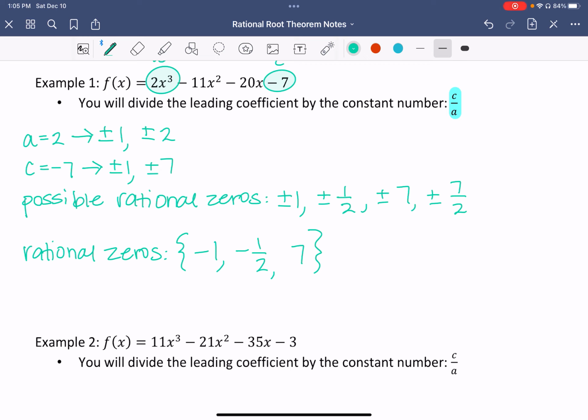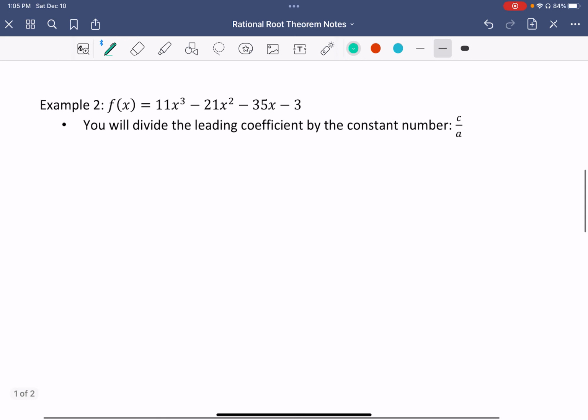So these are the rational zeros. And again, you list all the possibilities, and then you're just going to select the ones that appear on the graph that also appear on your list of possibilities. Okay, let's try another one. So we have A and C. A is the one that has the leading coefficient. A is where the term with the highest exponent is. So x cubed is the biggest exponent. And then C is the constant number that has no variable. Okay, so A is 11 and C is -3.